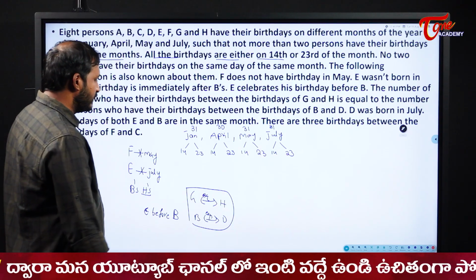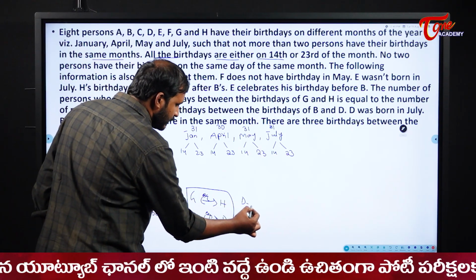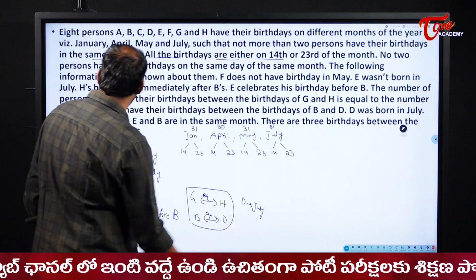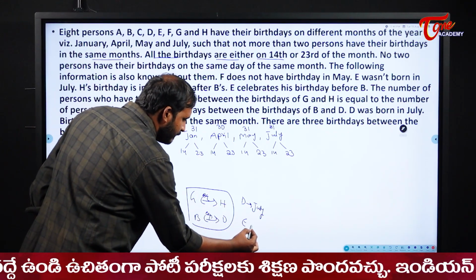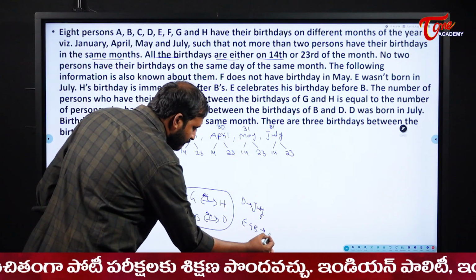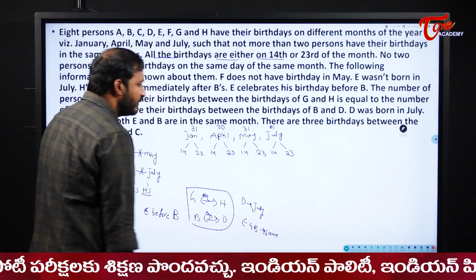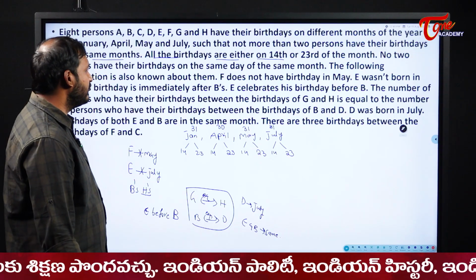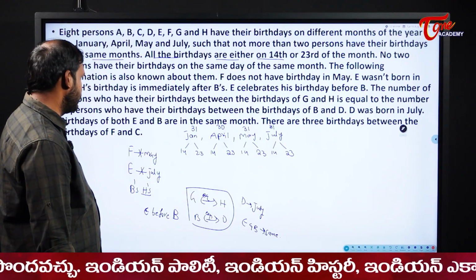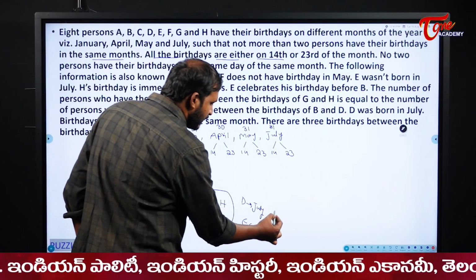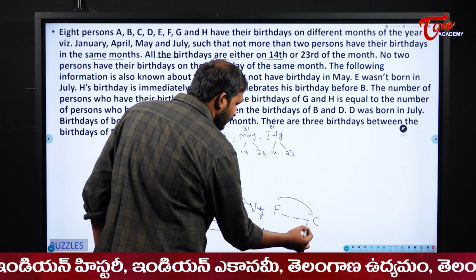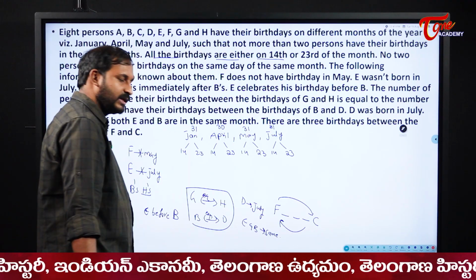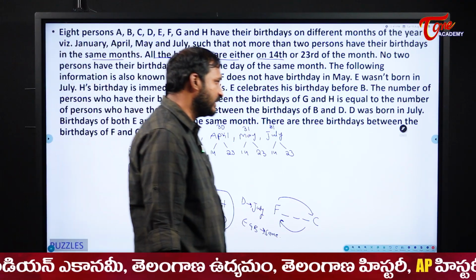D was born in July. Okay, D in July. Birthdays of both E and B are in the same month. E and B, same month. There are 3 birthdays between the birthdays of F and C. F and C, there are 3 birthdays between F and C. We don't know whose birthday will come first and then next.